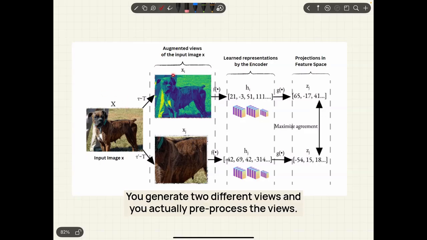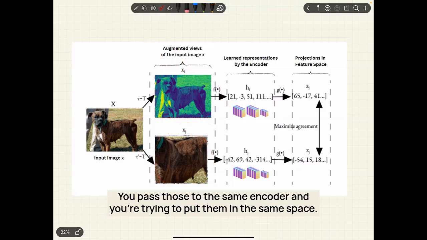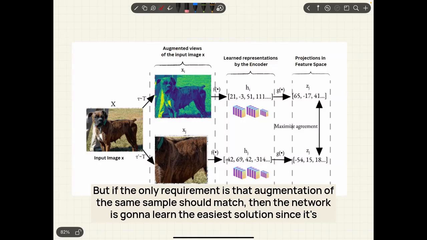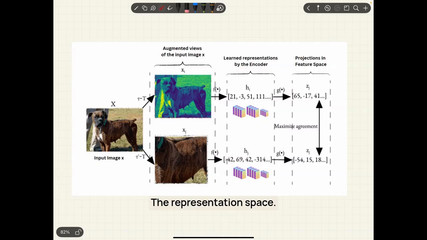You generate two different views and you pre-process the views. In this case, you change the color. In this case, we crop out a zoomed in version of the dog, and you pass those to the same encoder, and you're trying to put them in the same space. But if the only requirement is that augmentations of the same sample should match, then the network is going to learn the easiest solution, based on the loss function, and it's going to simply map everything to the same vector, to the same point in the representation space.